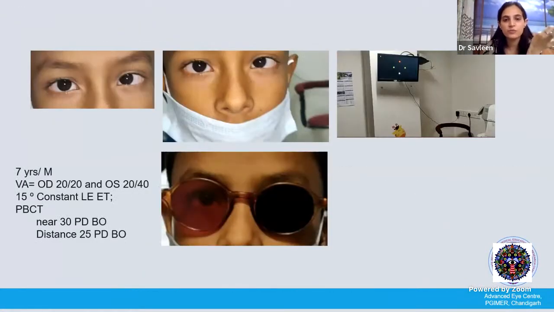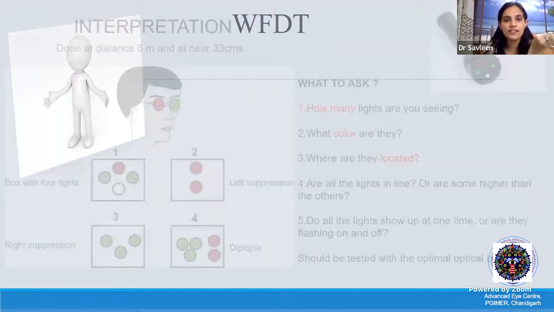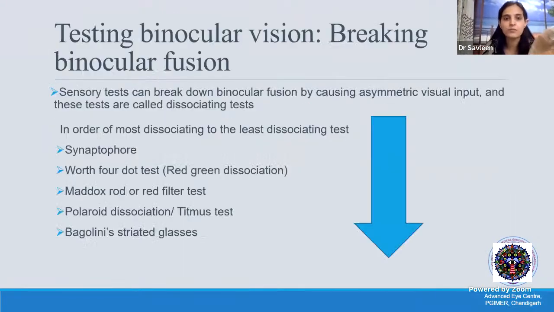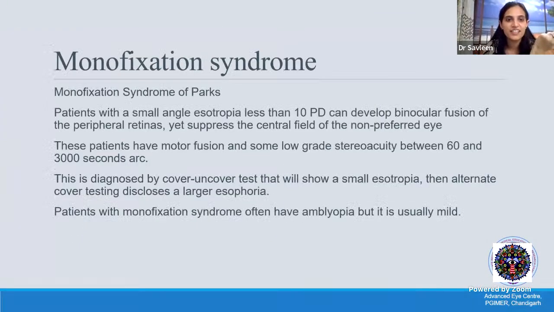So monofixation was actually described for a very small esotropia that we have. It's mostly less than, say, 10 prism diopters. I'm sorry, I'm running a little faster. So you have the binocular fusion of the peripheral retina, but the central field has a scotoma. So the deviating eye with an esotropia of about 10 prism diopters will suppress and cause a central field scotoma. So peripherally, you are fusing, but there is a central scotoma.